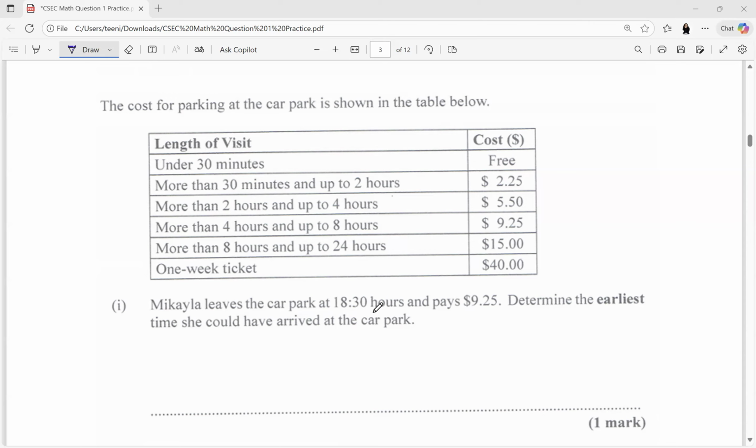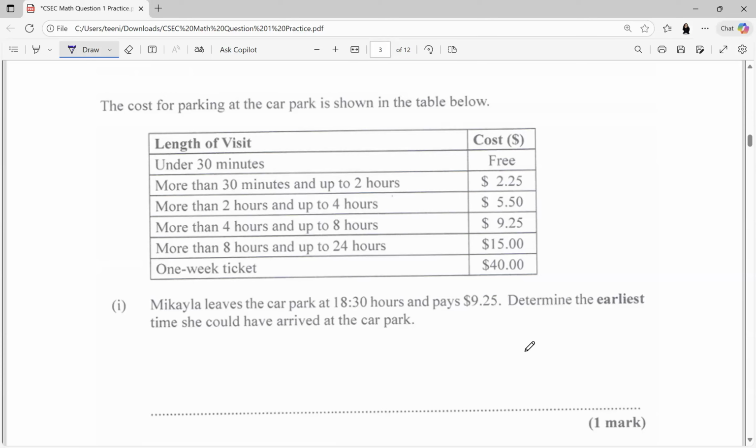Michaela leaves the car park at 1830 hours, that's 6:30 p.m., and she pays $9.25. Determine the earliest time she could have arrived at the car park. So which of the time frames would she have had to pay $9.25 for? More than 4 hours and up to 8 hours. Correct.